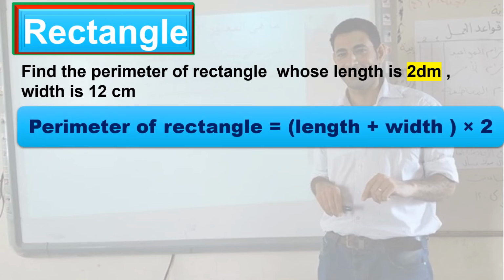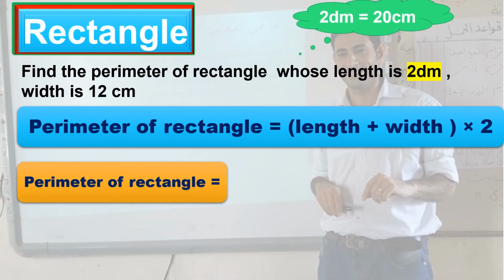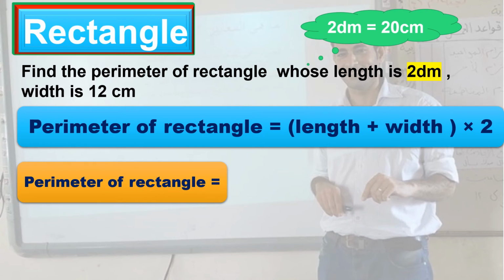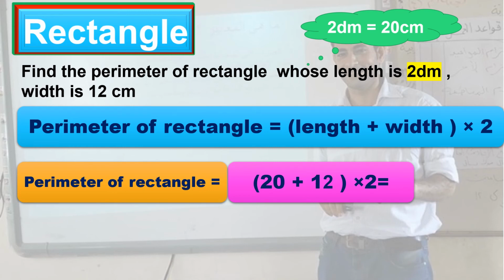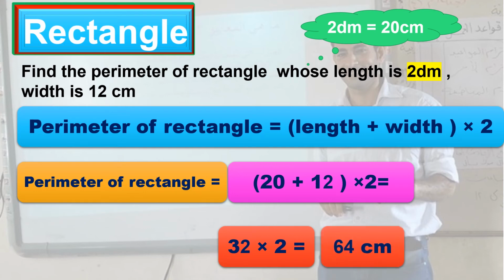The rule: perimeter of rectangle equals length plus width times 2. Now perimeter equals, length is 2 decimeter. We will convert 2 decimeter into centimeter. Then 2 decimeter equals 20 centimeter. So length equals 20, width equals 12. Then 20 plus 12 equals 32 times 2 equals 64, and so on.